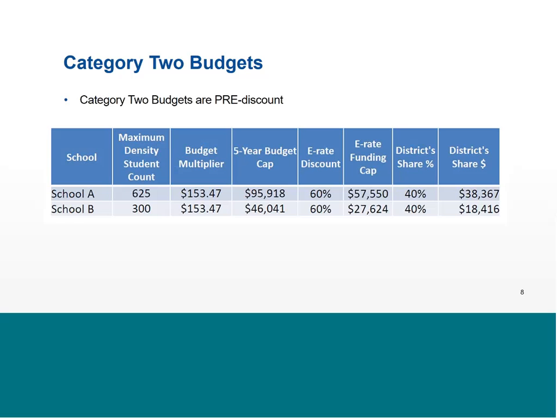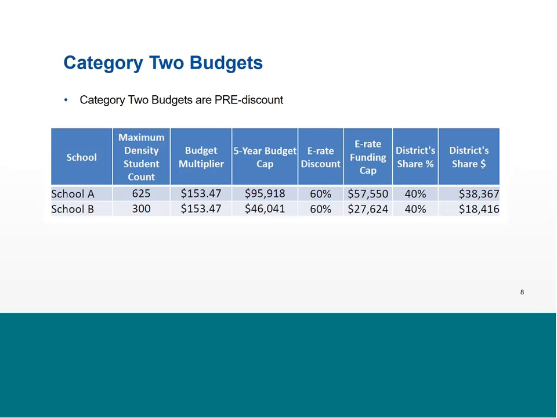Here's an example, and this is a school example, but it's the same method of calculating it for libraries. The thing I want to point out with this slide is that these budgets are pre-discount. So what that means is that this is not the amount that E-rate is going to pay. This is the pre-discount amount. So this is before your E-rate discount has been taken out.